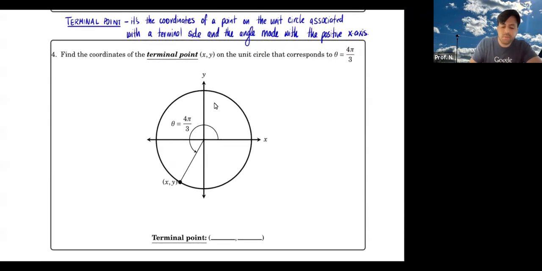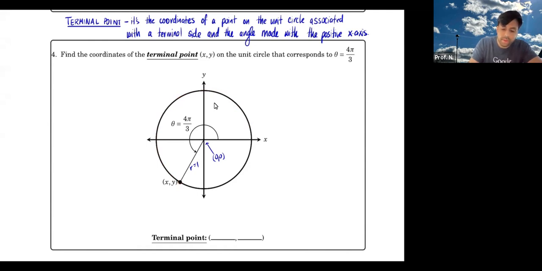So if you look at this, it says find the coordinates of the terminal point on the unit circle. So once we know that it's a unit circle, we know the radius is 1 and the center of it is at 0, 0. And we want to find what the coordinates are of a point x, y that corresponds to an angle of 4 pi over 3. So if I take this point, which started from here, from 0 degrees, and I go around the circle 4 pi over 3 radians, what would be my new coordinates?